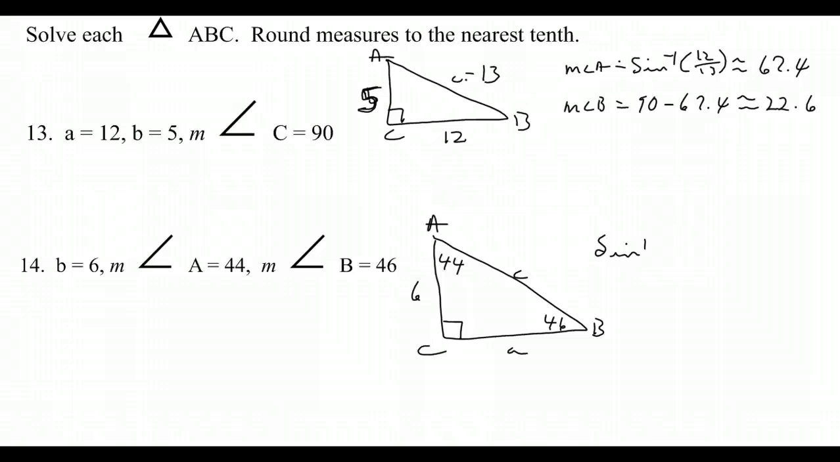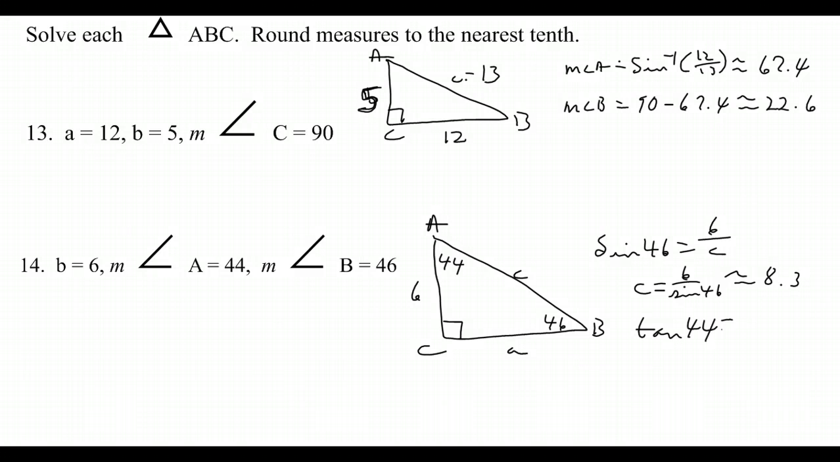For side C, the sine of 46 degrees will be equal to 6 over C. And so when I cross multiply and divide, C will be equal to 6 divided by the sine of 46, which is approximately 8.3. And I will be able to find A then by using tangent of 44, and that's equal to A over 6. So A is 6 times the tangent of 44, which is approximately 5.79.